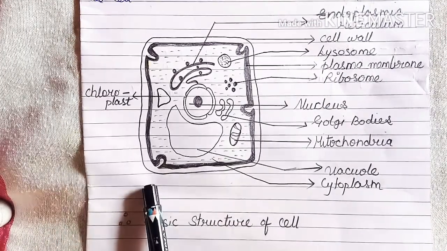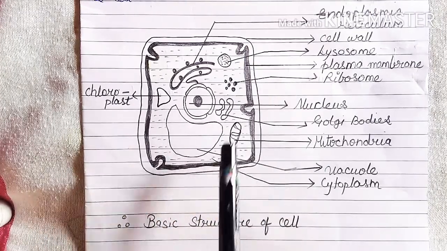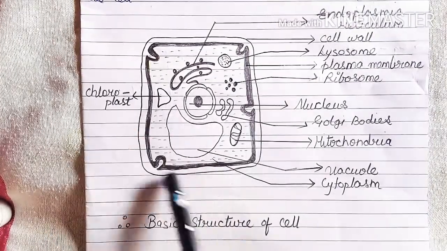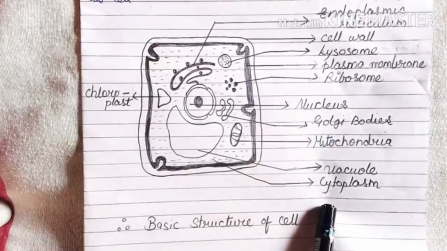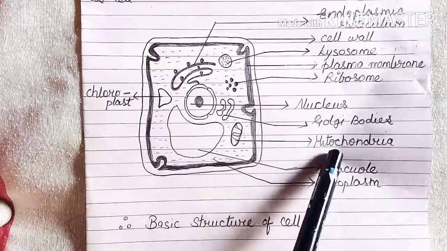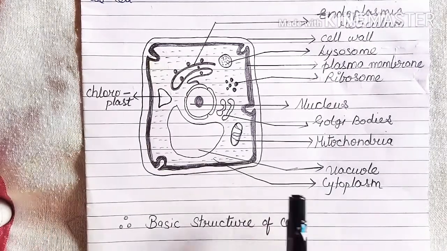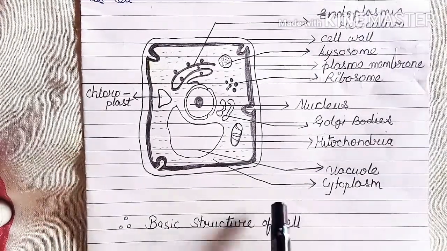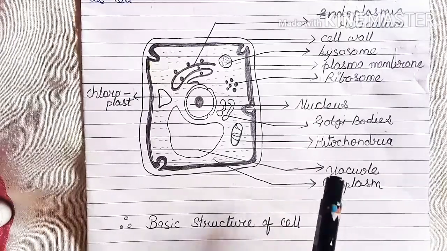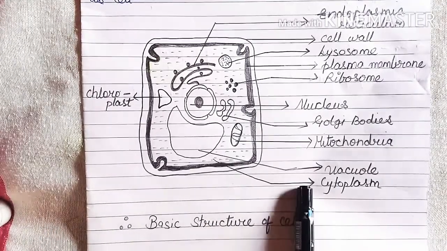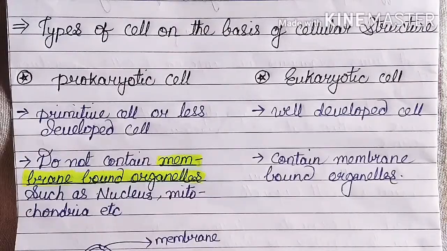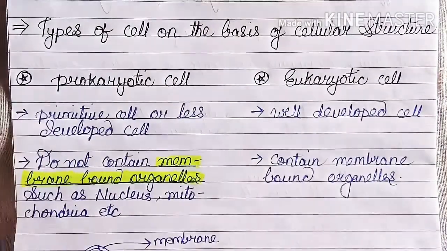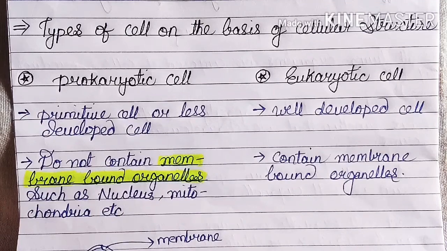In my previous video I have already given the basic structure of cell. So this is a basic structure of cells and these are the cell organelles. Before discussing these organelles one by one, there are a few topics left which we will be discussing now. So let's discuss them first and then we will get into these organelles one by one. The topic is types of cell on the basis of cellular structure.